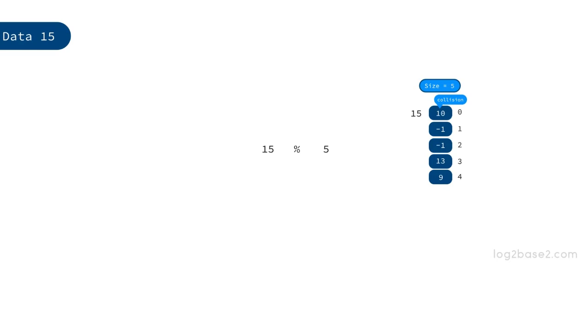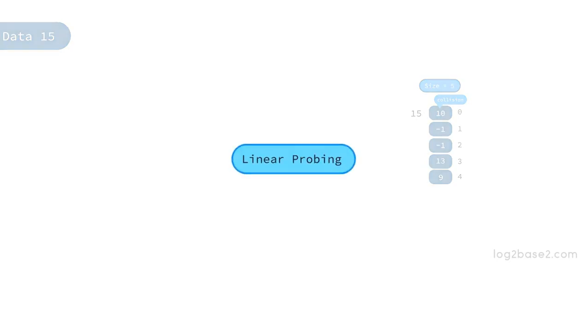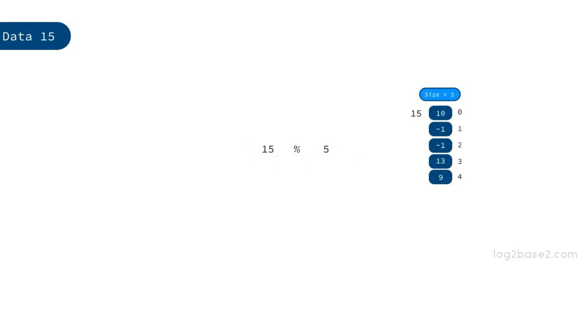So how can we handle this situation? If the supposed index is not free, then we can go and check for the very next index, and if it is free, we can place the data there. We have to place 15 at index 0, but it is not free, so we check the next index, which is 1. It has the value -1, which means it is available, so we can place the data 15 at index 1.